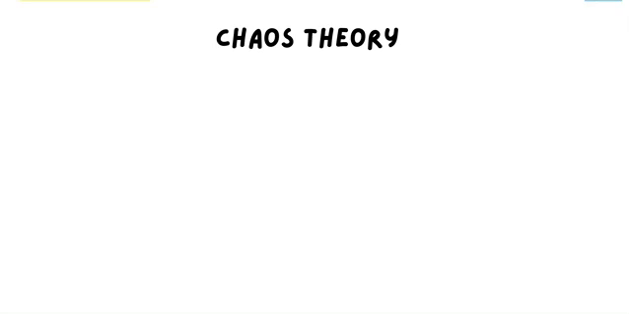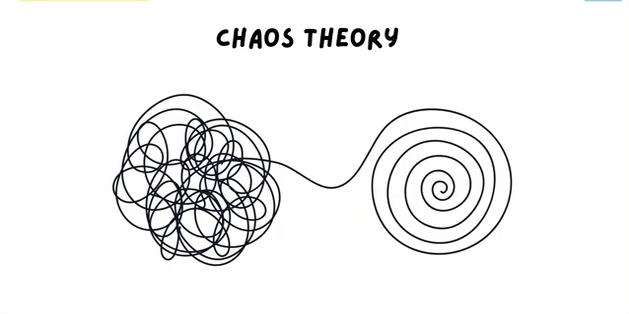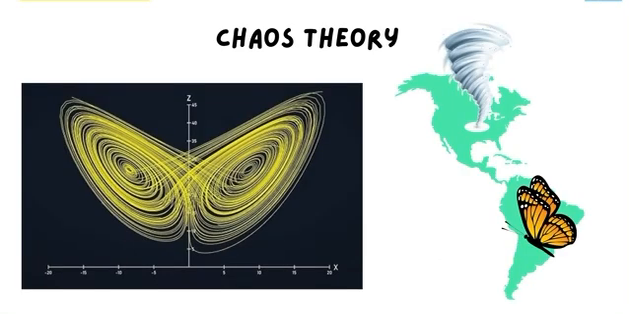Then we have chaos theory. It is the study of complex systems that appear random but follow underlying patterns and are highly sensitive to initial conditions, often called the butterfly effect, where a small change can lead to massive consequences.